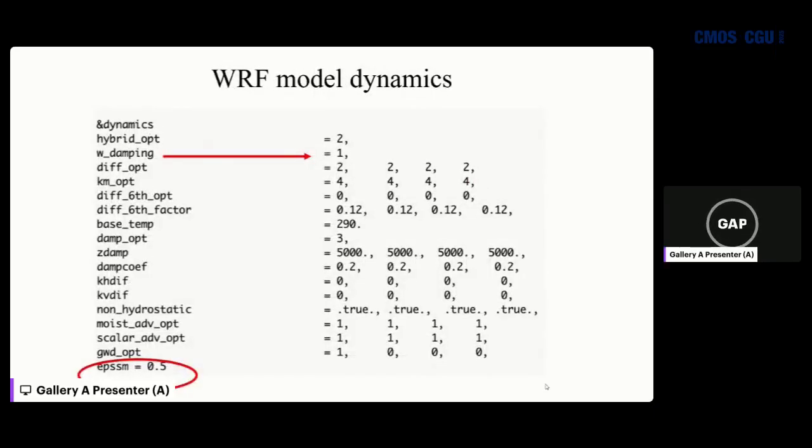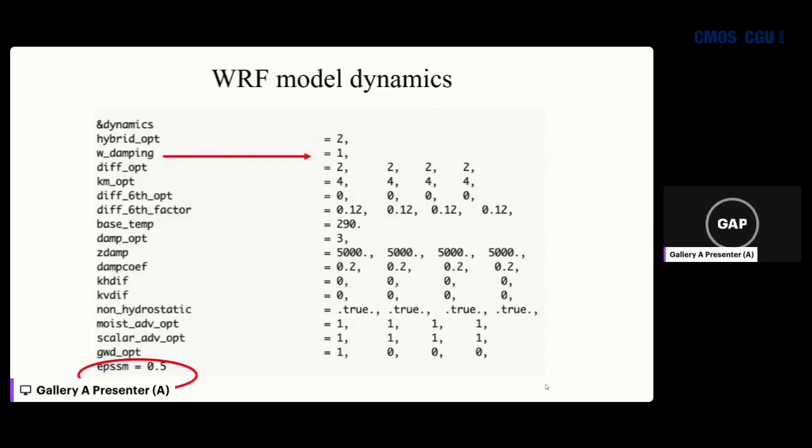And also, we should change the WRF model dynamics. First, we put the W damping. It's related to the instability due to strong updrafts, because in this area we have very strong updrafts, and it inserts instability in the model, CFL instability. And also we use the EPSSM value.